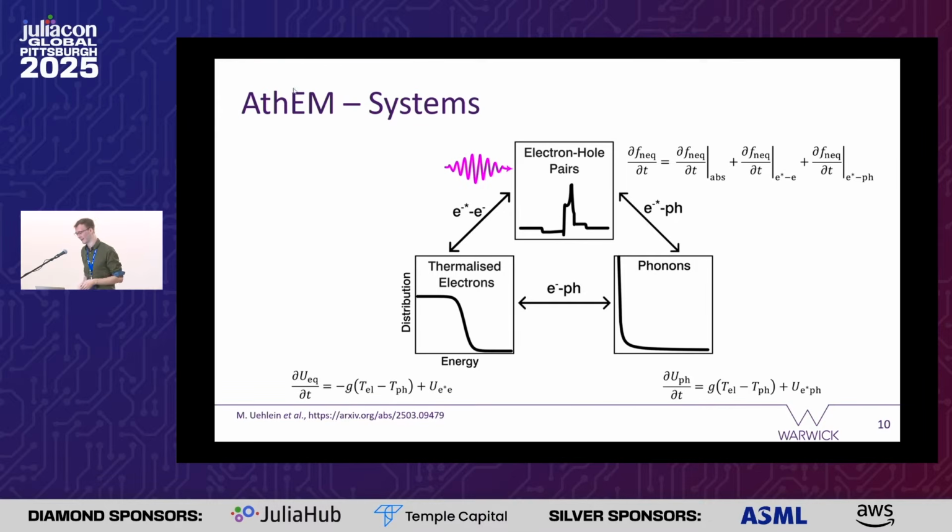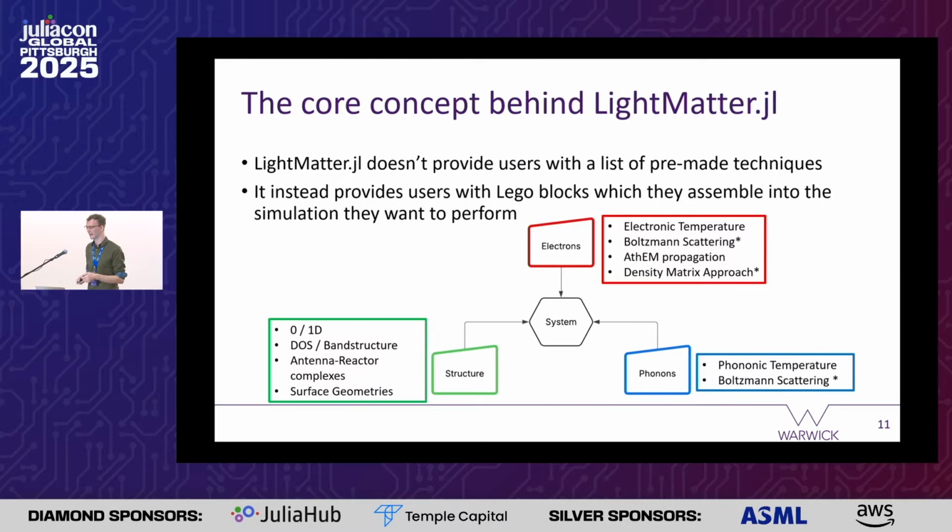And this idea of plugging an extra system on top is what then motivated the design structure of LightMatter. We wanted to just plug things on top of other things or insert approximations in places. And so how LightMatter is really designed is that we provide you with these building blocks, some electronic systems, some phononic systems, and some structural choices that you can make. You just say, I want this and that and the other, and it builds a simulation.